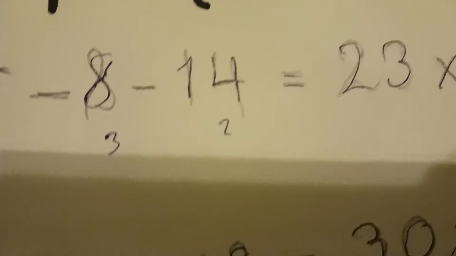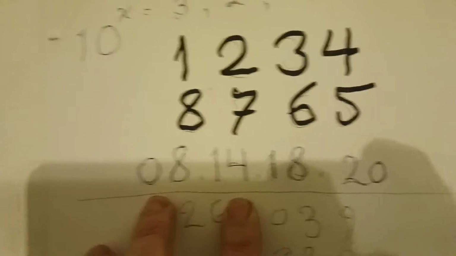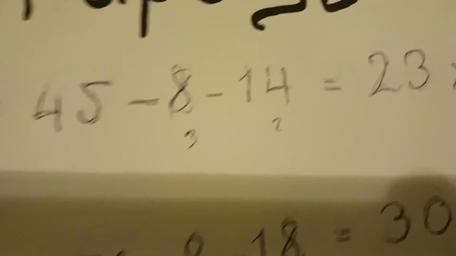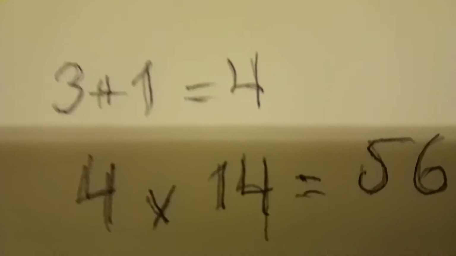And then we subtract that 8 and 14, which gives us 23 to the power of 10 by 5. And the next one is 3 plus 1 is 4. 4, 14, 56 minus 8 and 18 equals 30. 30 by 10 to the power of 4. Now 30 by 10 to the power of 4 is the same thing as 3 by 10 to the power of 5.